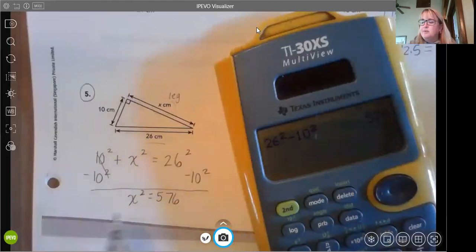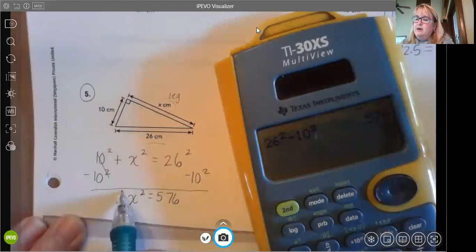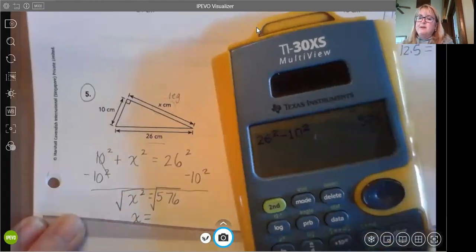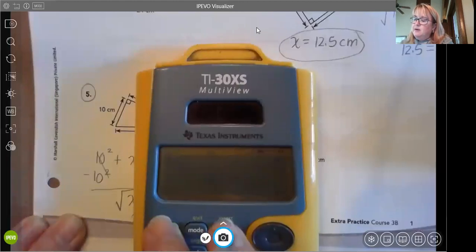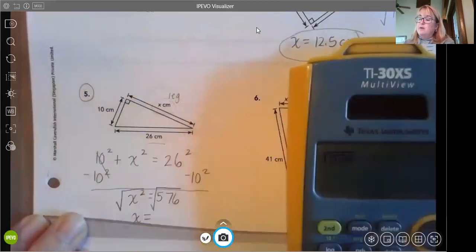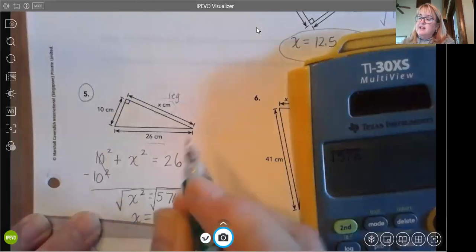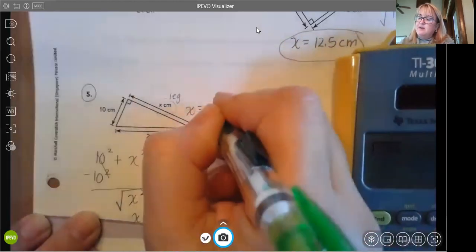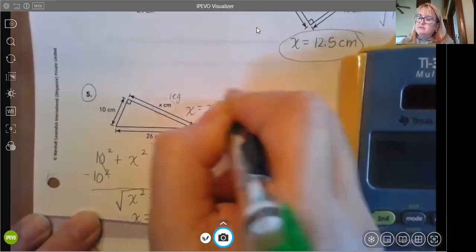All right, but x squared is 576. I don't want to know what x squared is. I want to know what x is. So I have to unsquare x squared. And if I unsquare the left side of the equation, I have to unsquare the right side of the equation. So x equals, let's go back to our calculator, and we are going to find the square root of 576, and that equals 24. So the length of the leg, x, is 24 centimeters.